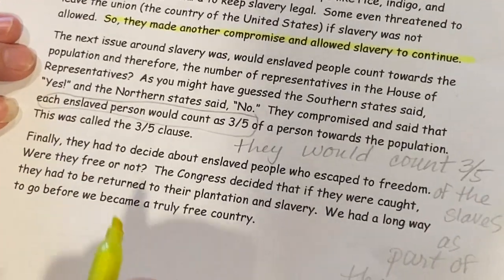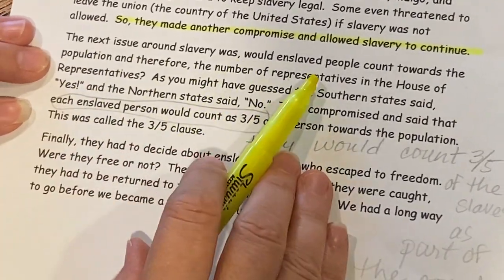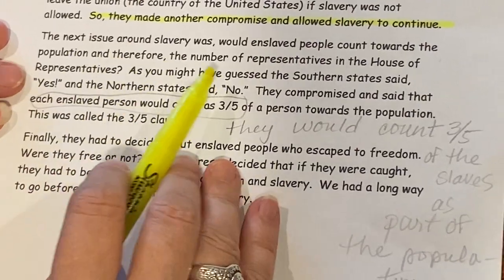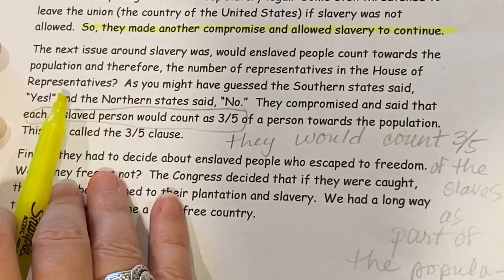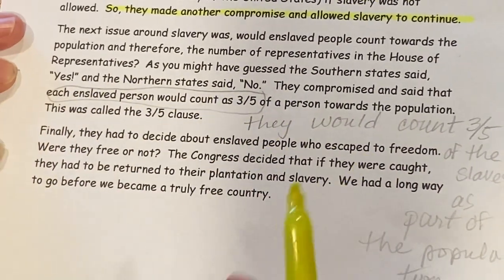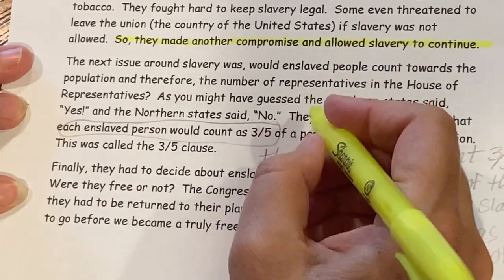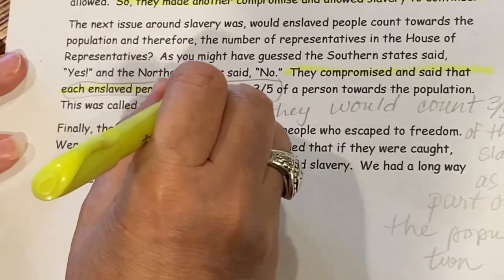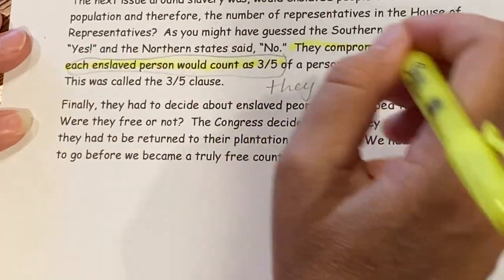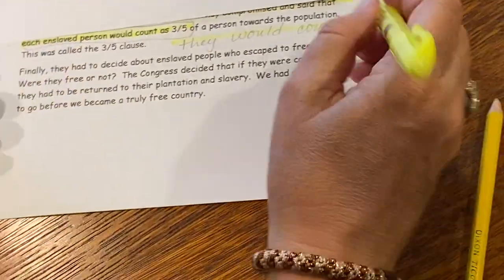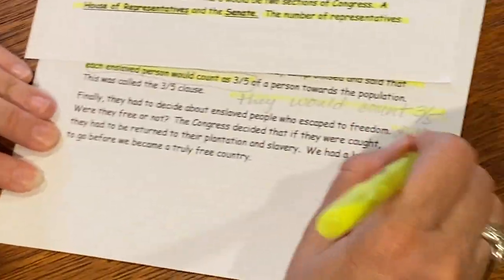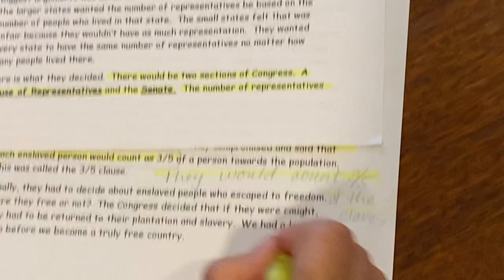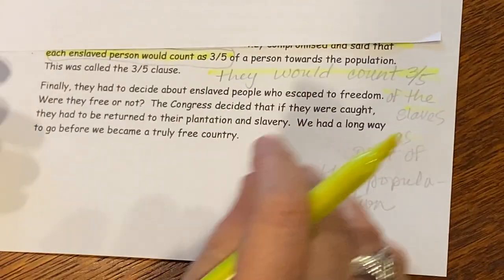Now, what's the next thing they did here? Would enslaved people count towards the population, therefore the number of representatives in the House of Representatives? Okay, so here's the compromise. They compromised and said that each enslaved person would, that's actually not true. It's that 3/5, this is an old one, yours says the right thing. 3/5 of the slaves would count as part of the population.